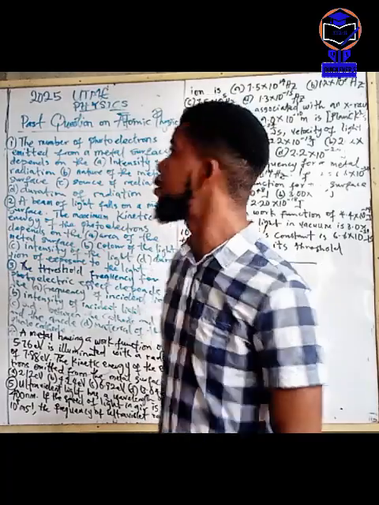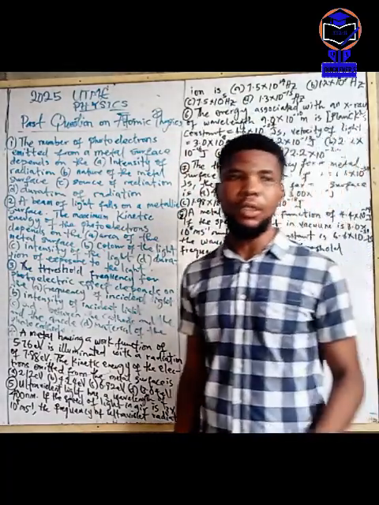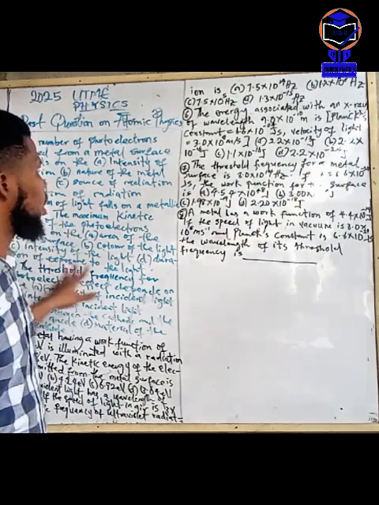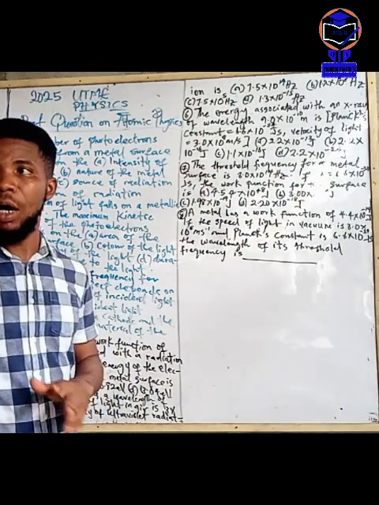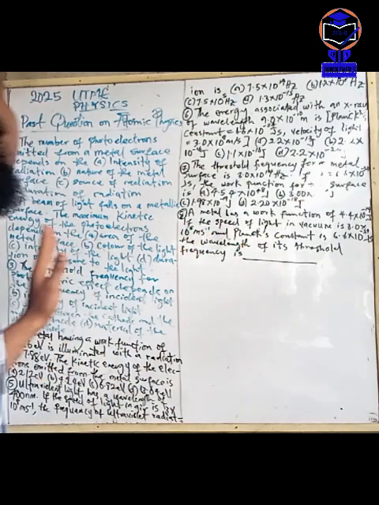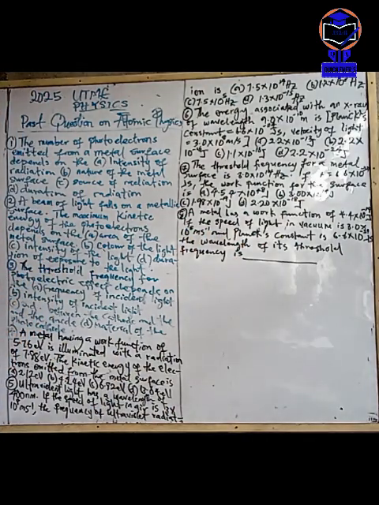This is Mr. Brain. We are trying to solve questions under a particular topic that is expected to come out from your JAM exam. If you look very well, you can see that this topic is under atomic physics. So I have 8 questions. They are all multiple choice questions, and I intend to solve all 8 of them.